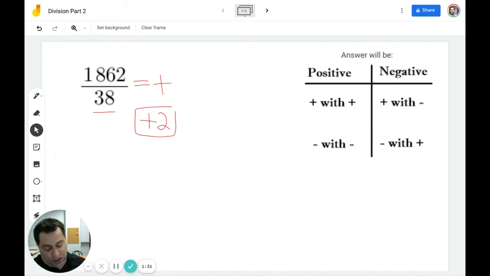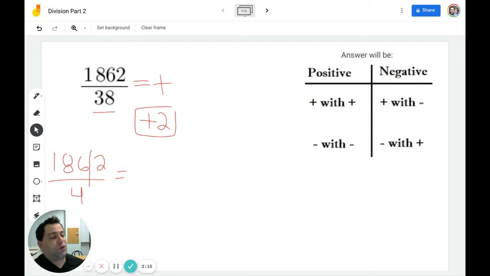What this enables us to do is that we can rewrite our problem to be 1,862 divided by 4. And that 4 comes from the 40, 38 plus 2. We start by dividing normally. But first, I like to draw a line in right here. And this indicates the answer from the remainder. We divide normally until we reach that line. And after that line, we have to switch back to the 38.